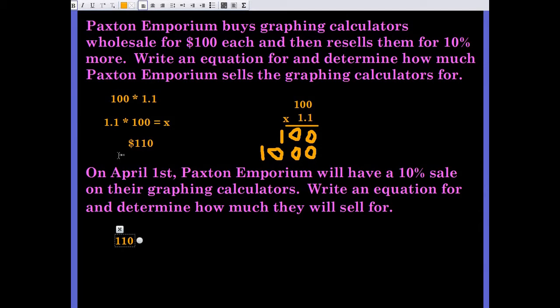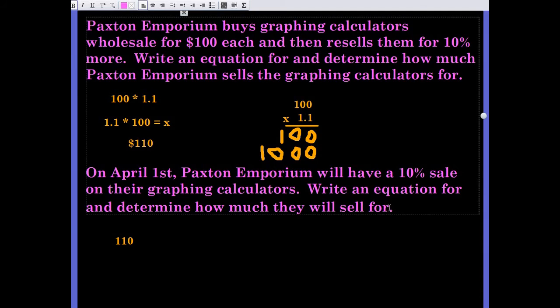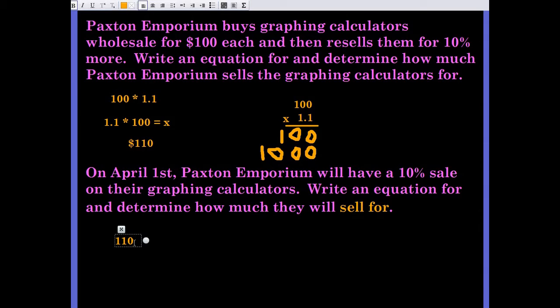And they're going to have a 10% sale. Now that means it's going to be 10% off. So they asked us how much do they sell for, not how much are the people going to save. So how much they sell for is going to be the difference. So that is not going to be 10%, that is going to be 90%, which I am actually going to write as 9/10. Now we can do what we did in the first problem, which is write it out as we say it. So 90% of $110, or 9/10 times 110 equals what? X, my unknown amount.